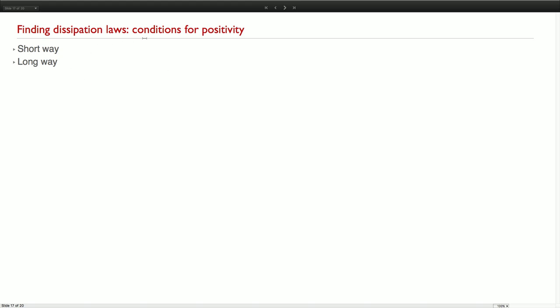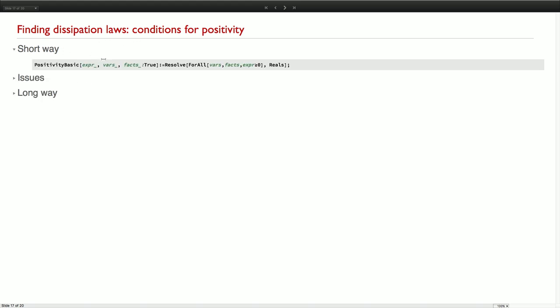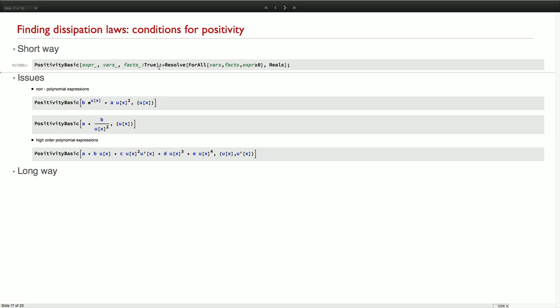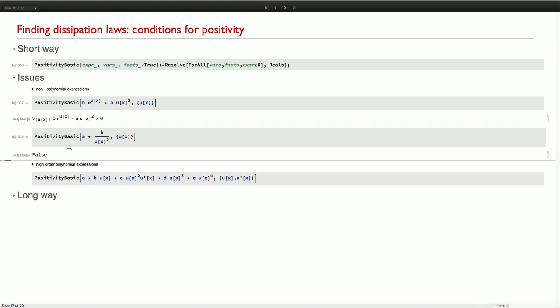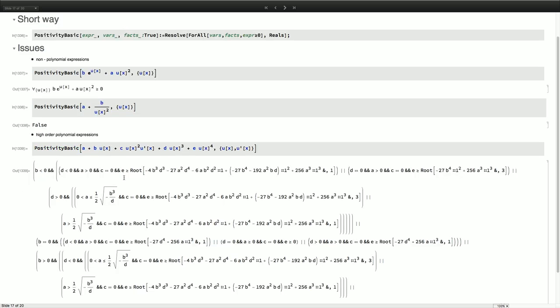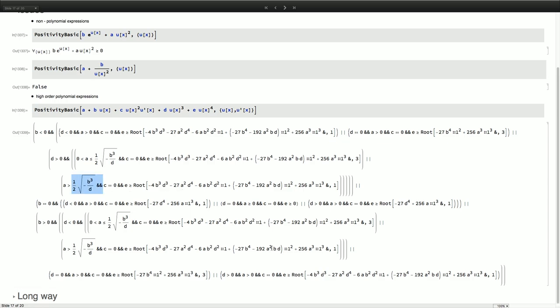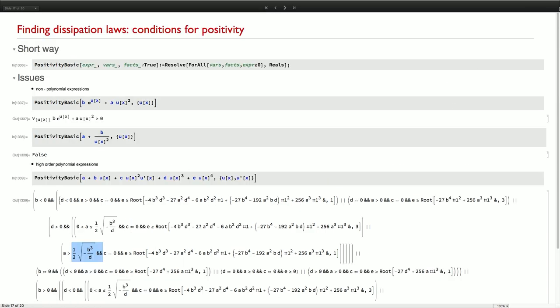And okay, let's find dissipation laws. Here is the Resolve mathematical built-in function to find the dissipation laws. And here are some problems that we get with this function. For example, for nonlinear expressions, let's see, it says that it didn't find the result. Also false with this kind of expression, and with higher order expressions it is not finding; it gives some bad result, which we don't want to see.